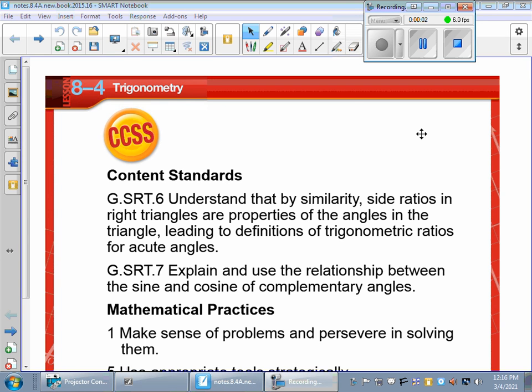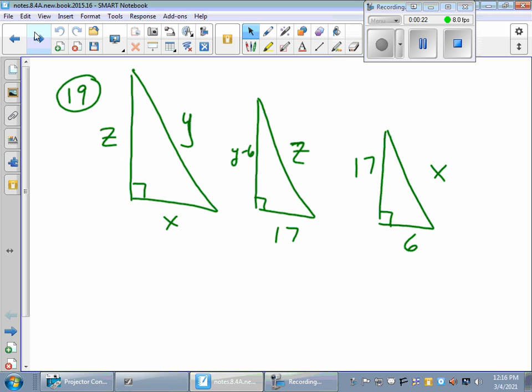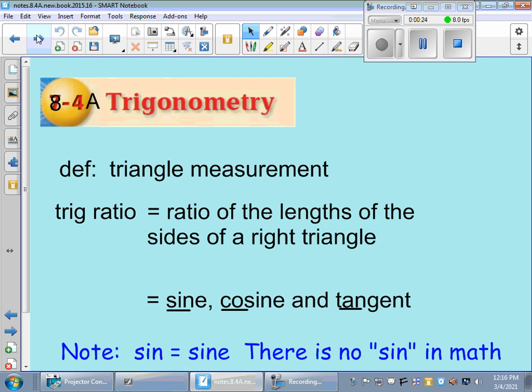All right, folks, here we go. So today we are moving on to section 8.4. And with section 8.4, we're breaking this down into three parts: Part A, B, and C. This is where we start trig, or trigonometry. So this is a big part of the course, so we want to make sure we're completely grasping this concept and knowing what we're doing.